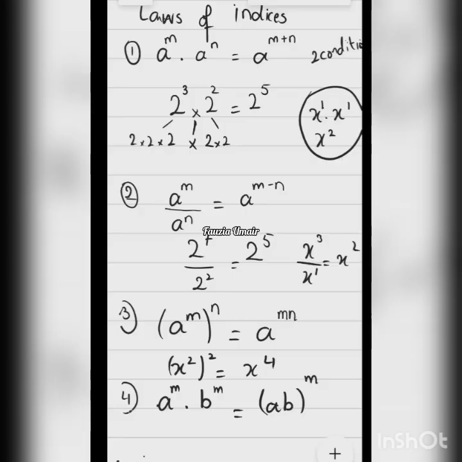Now comes the fifth law. Fifth law is similar to fourth, just multiplication की जगह हमारे पास क्या आ जाएगा, division. So fifth law would be a raised to power m divided by b raised to power m.